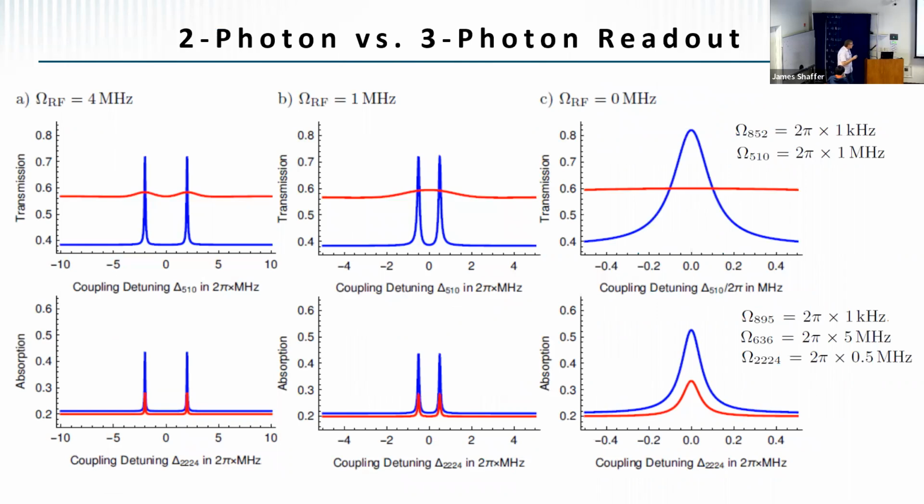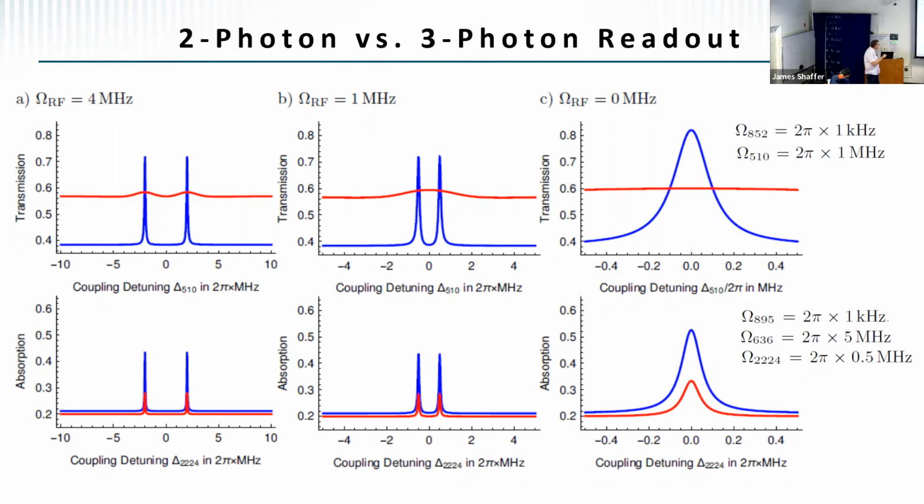So what I've done across the top here, because this is a little bit harder to show experimentally because we have to change the alignment of one of the lasers, but these are calculations that show that effect. So the blue here on the top with these parameters and the red here with these parameters is a comparison for different RF sensing Rabi frequencies, the line shapes.